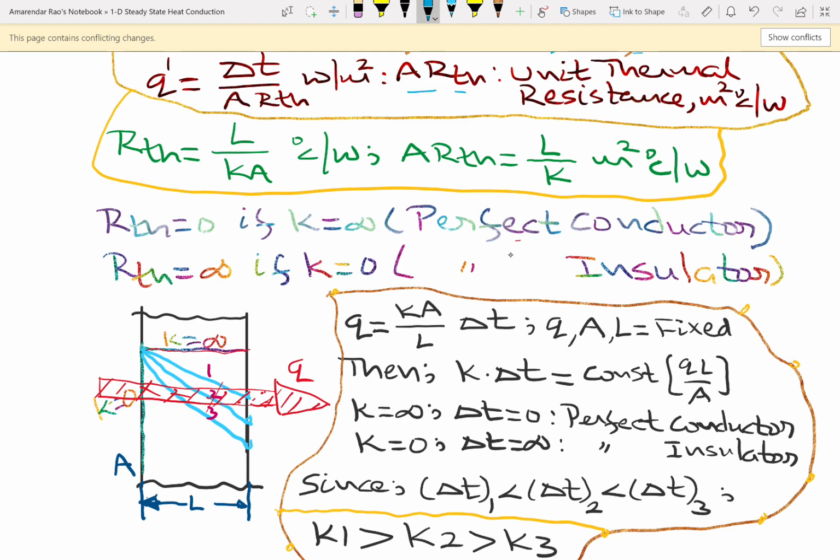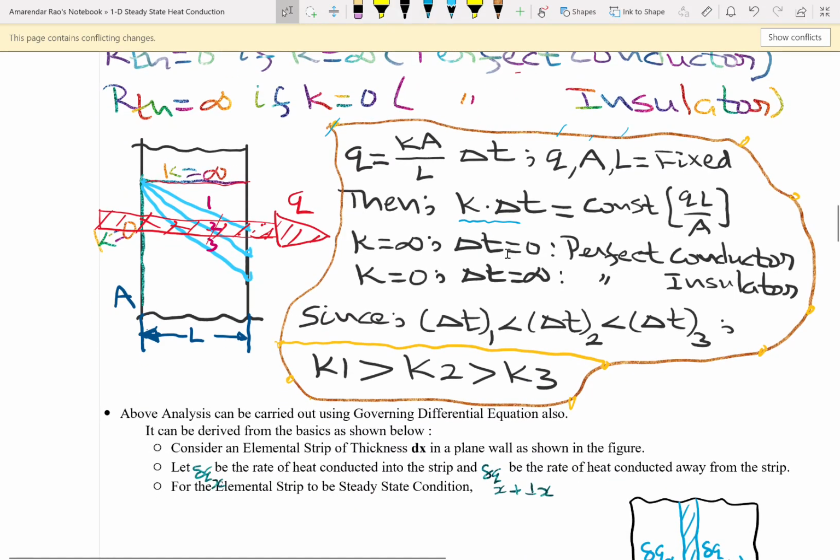And this equation can be appropriately analyzed when you have the same heat transfer rate, same area, same wall thickness. Then the product of thermal conductivity and thermal potential is a constant. When K is infinity, delta T is 0, which means that the profile will be horizontal. And when K is 0, delta T will be infinity, the profile will be vertical. And these two materials are known as a perfect conductor and perfect insulator, respectively.